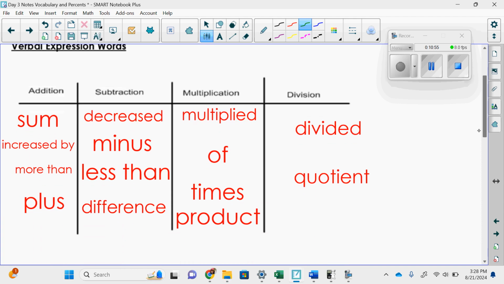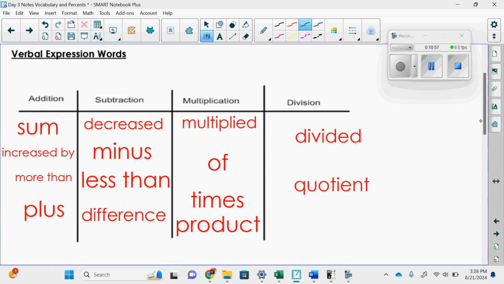All right, so now what we're going to be doing is writing expressions from a verbal expression. So take a second, write down different words that mean addition, subtraction, multiplication, division. So for example, words that mean addition, we have sum, increased by, more than, plus. Subtraction, we have decreased by, minus, less than, difference. Multiplication, we have multiplied, of, times, product. And division, we have divided and quotient.